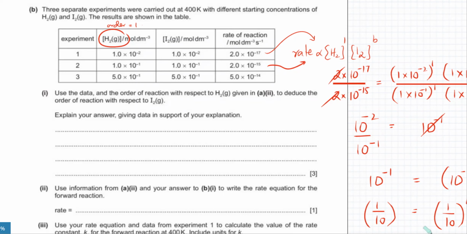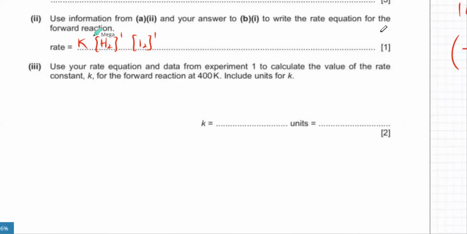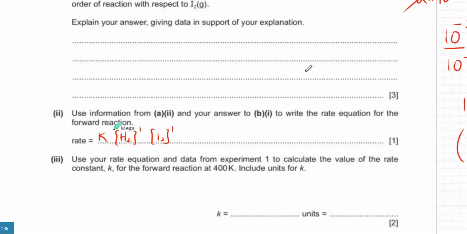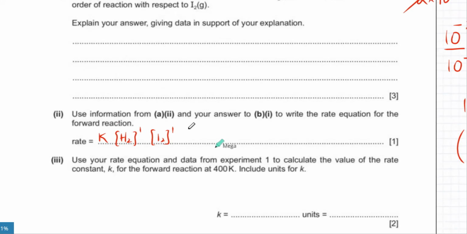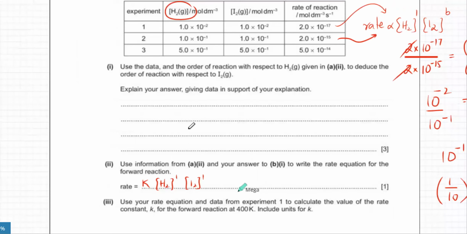Thank you. Okay, so he's now asking you to write the rate equation. So we figured out what B is. So that means it's order 1 with respect to H2, and it's also order 1 with respect to I2 as well. And to get rid of the proportionality, there's going to be a rate constant K. And you can use your rate equation and the data from experiment 1 to calculate the value of the rate constant. So now you know what A and B, or the orders, are. All you have to do now is, he's asking you to calculate A and K and find the units as well. So you can plug in the data from experiment 1.